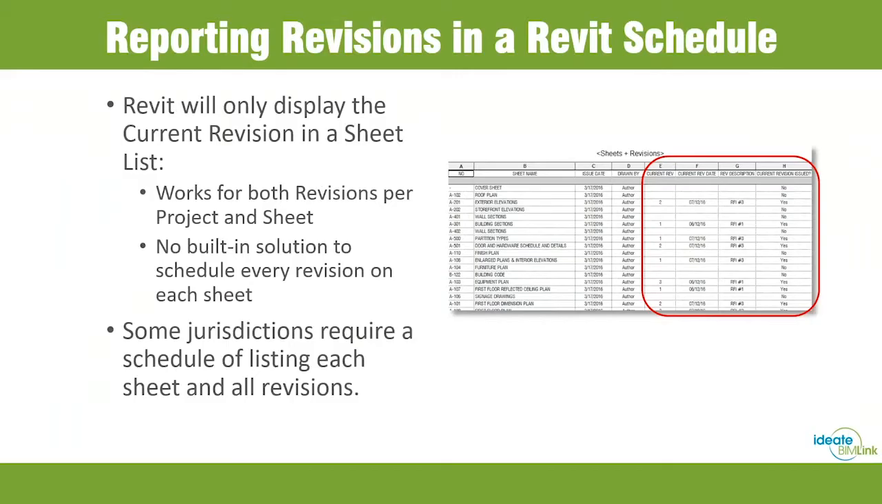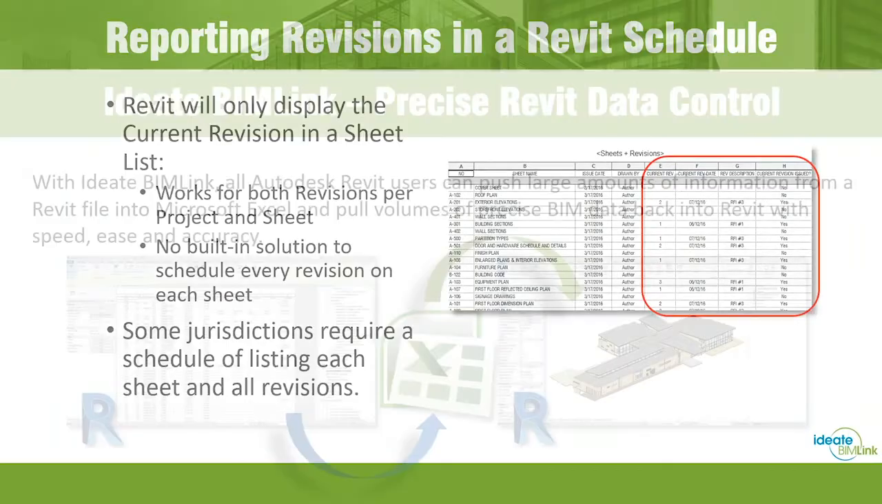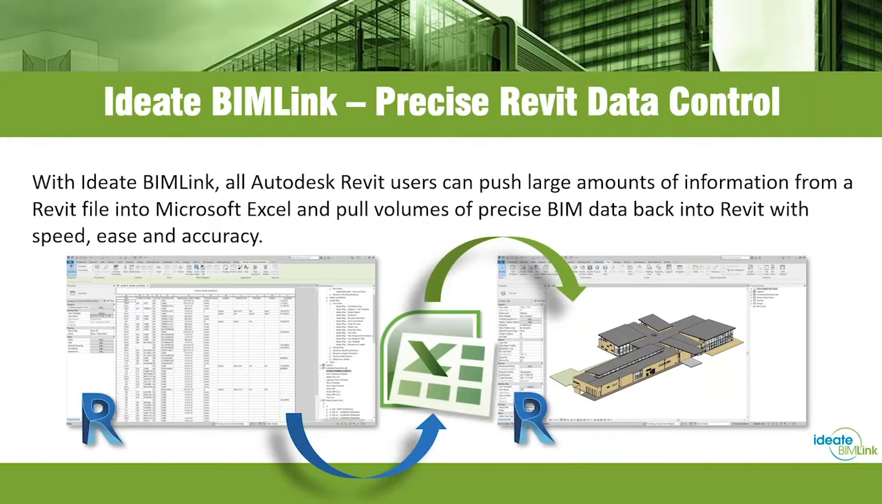All right, let's switch back over here. So what is Ideate BIMLink? Ideate BIMLink allows you to take almost any information from the Revit model and send it to Excel for updating, manipulation, review, and adding of elements, and then importing that data back into the Revit model.